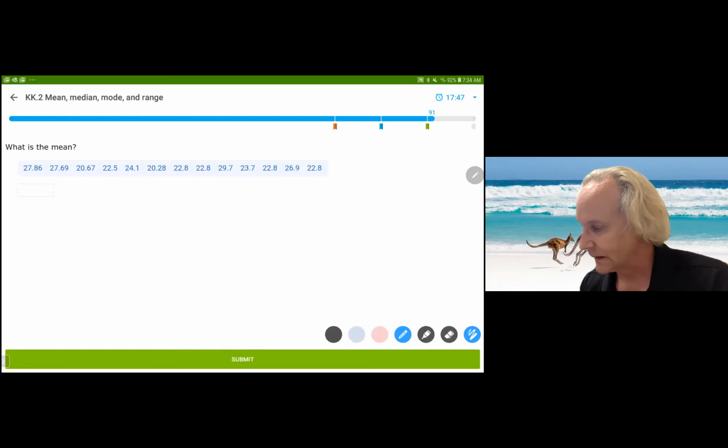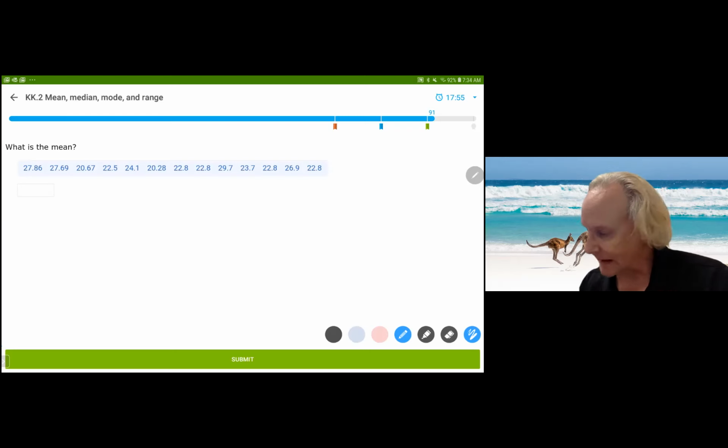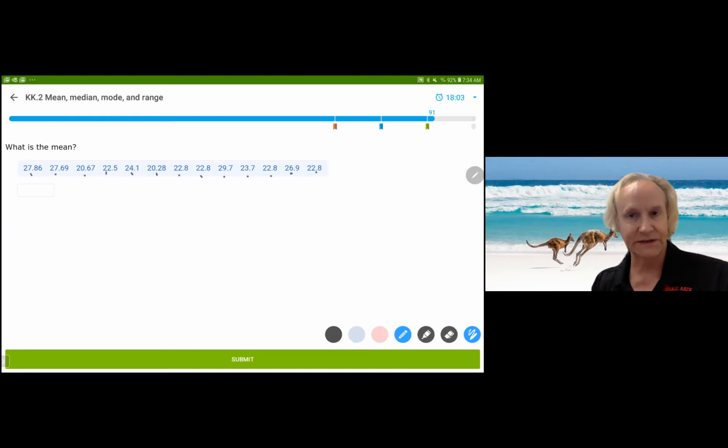Okay, what is the mean? In this particular case, just grab your calculator, add them all together, and divide by 1, 2, 3, 4, 5, 6, 7, 8, 9, 10, 11, 12, 13. Now, I could do the addition and do it by hand, but I'm not going to.